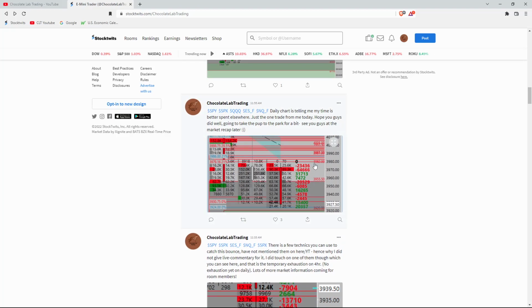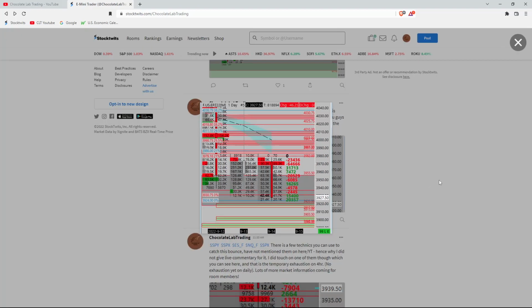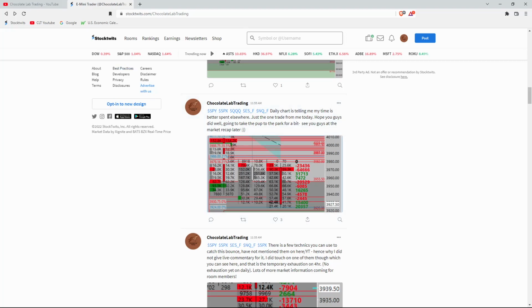Daily chart is telling me my time is better spent elsewhere. So I actually took off here and missed the long from my zone. This was another mistake. If you watch yesterday's recap, I made a mistake in my trade management. Let me pull up this picture. I'm just trying to find it. I apologize. I believe this is it.